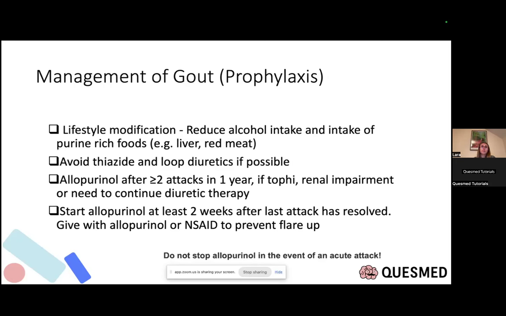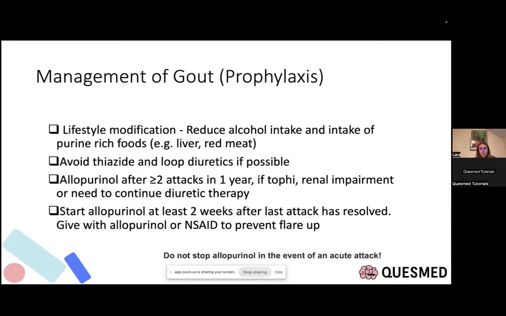When you give allopurinol, you can actually cause a flare of gout. You can force the urate to precipitate into joints. So when you're starting a urate lowering therapy, you also cover with non-steroidals or colchicine to stop an acute flare. And this is an important point: you never ever stop allopurinol once it's started. You always keep it on, and you can just give them colchicine or a non-steroidal on top.